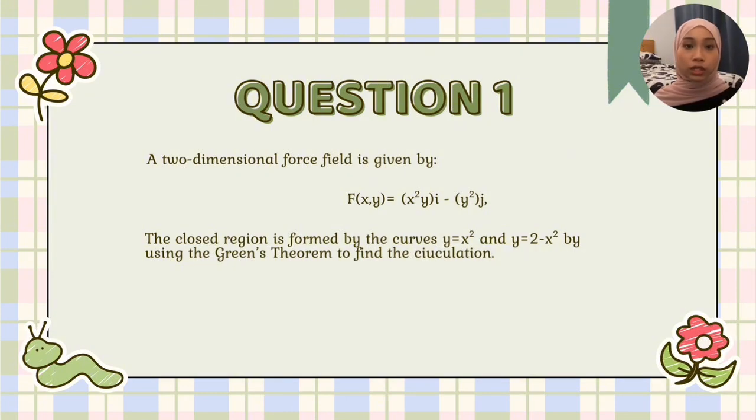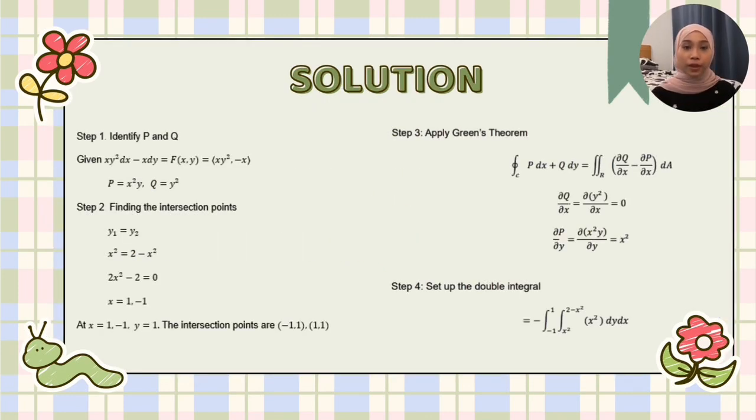The force field is given as F equals x squared y i minus y squared j. The region we are working on is bounded by two curves. The lower curve is y equals x squared and the upper curve is y equals 2 minus x squared. These two curves meet and form a closed region, so Green's theorem can be applied. First, we identify P and Q by comparing with the standard form F equals Pi plus Qj. We get P equals x squared y and Q equals y squared.